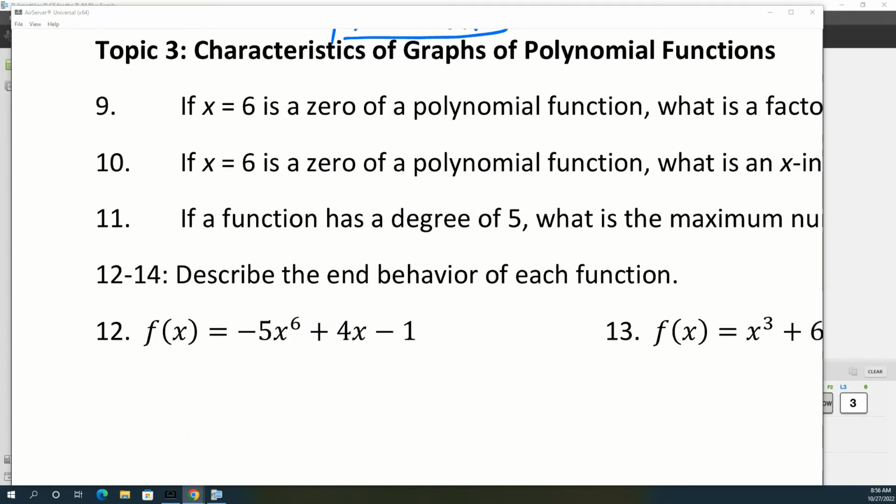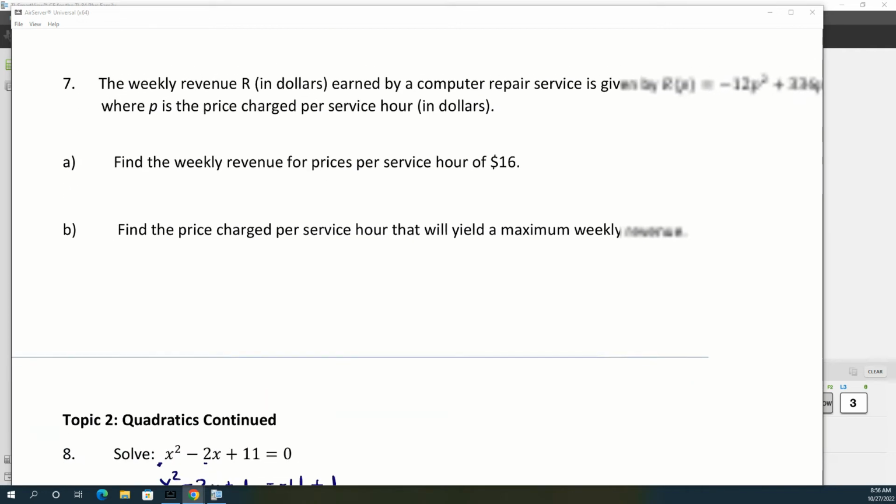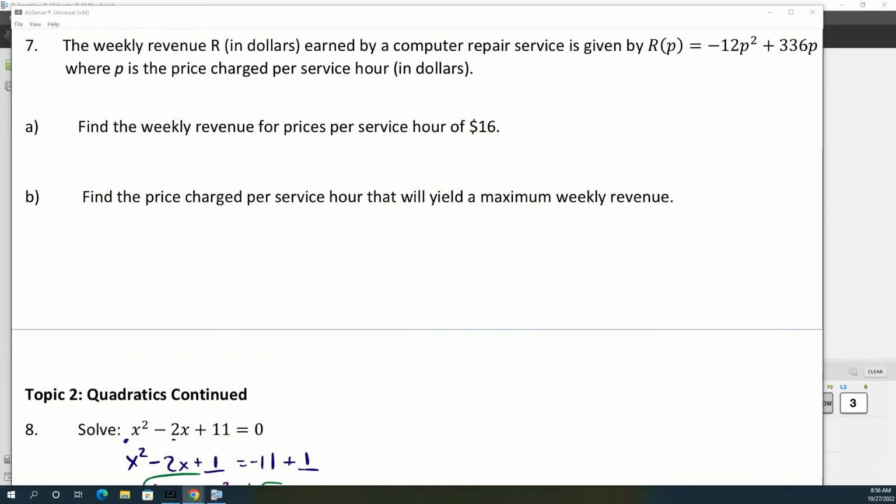Sure. I was expecting you guys to ask about 7. My third period was unhappy that I put 7 on here. Yes, maybe not this particular question, but we did applications of quadratics for sure.